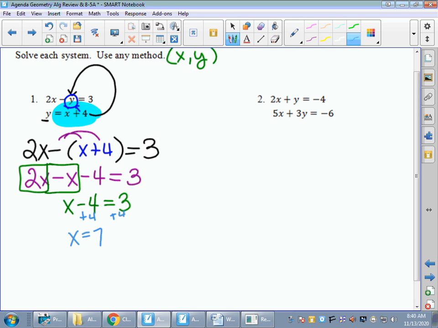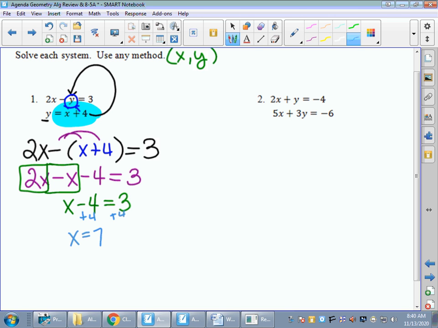So it's an ordered pair that works in both equations. You can take that x equals 7. You can go back up to either equation. It doesn't matter which one you go to. As long as your x is right and you solved it right, you'll get the same answer because this ordered pair works in both equations.